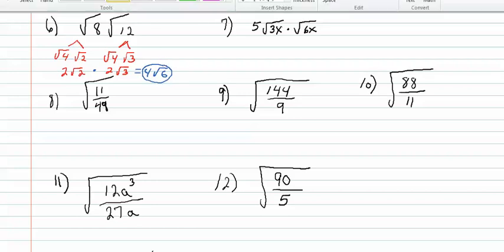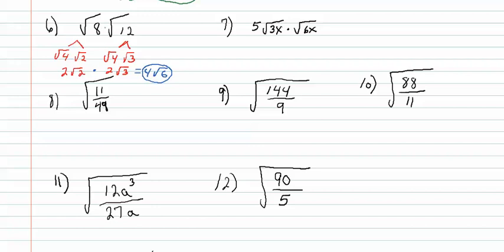The other way to do this is to take 12 times 8. 12 times 8 is 96, and keep it under the square root symbol. And then we can break this 96 down into square root of 16 and the square root of 6, because 16 times 6 is 96. And then I have the square root of 4, square root of 6. So both these answers are exactly the same. We just did it in a different procedure, and both of them work.